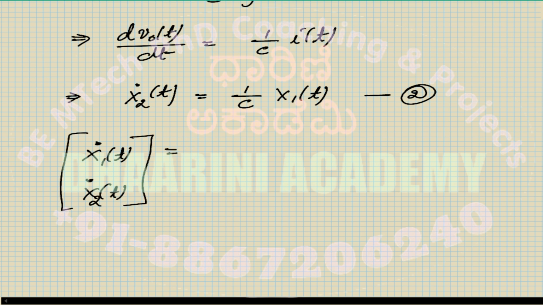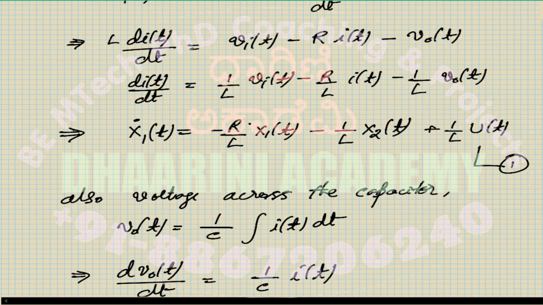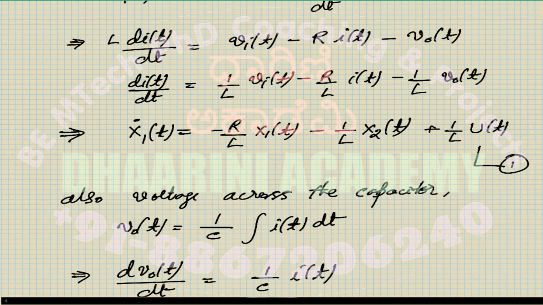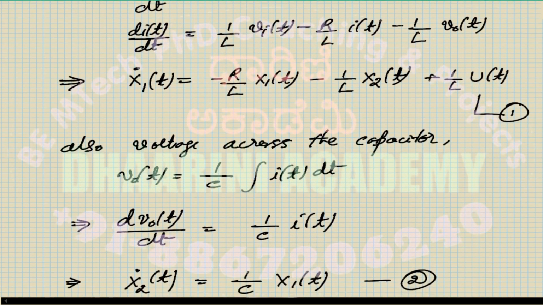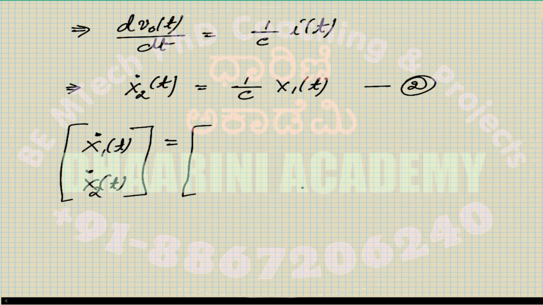This is equal to, right? I have to multiply, I have to check the equation. For the first equation, you just check what are the coefficients of x1 and x2. So x1 has a coefficient minus r by l, x2 has a coefficient minus 1 by l. So those two parameters will come in the first row of the matrix, which is actually the matrix A. Okay, so this is why we are writing like this, because I am writing a matrix here into the x1 and x2.